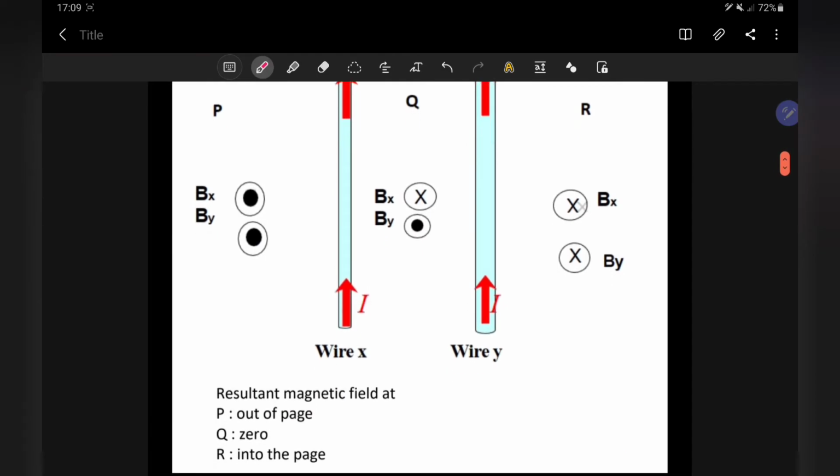So this is the way. This is B produced by each wire, BX and BY. Here the resultant is directed out of the page because they are in the same direction, and here the resultant is directed into the page. For this point, they cancel each other because they are equal in magnitude but opposite in direction, so at Q it is zero.